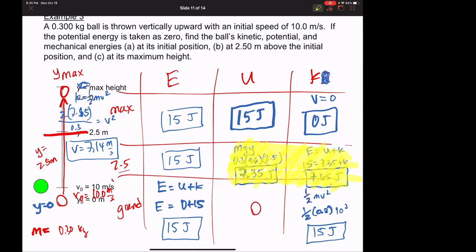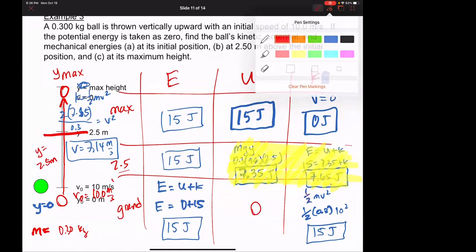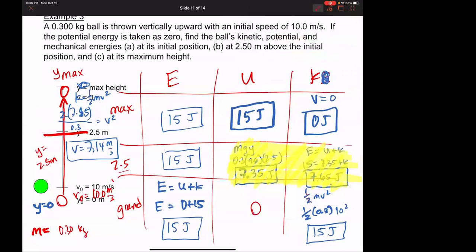So as it goes up, the potential energy is going to go closer to 15. As it goes up in this case, the kinetic energy would go from 15 to 0. So at some point, I don't know what exact height it is, I would say it's probably a little bit higher than 2.5, maybe like 2.8, the K and the U would be equal to each other. But I don't know what that point happens to be. Any questions there?